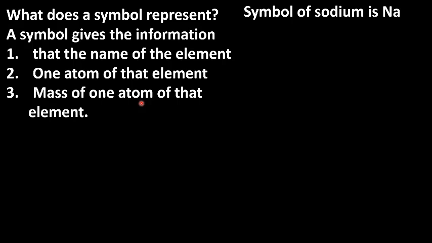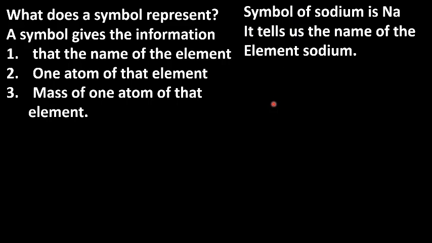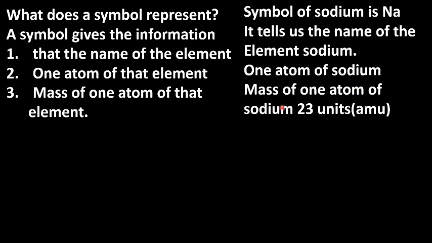Now let us see an example. Symbol of sodium is Na. So what does Na represent? Na represents 1 atom of sodium, mass of 1 atom of sodium, and of course Na itself represents the name of the element sodium. So here it tells the name of the element, 1 atom of the element, and mass of 1 atom of sodium as 23 units.